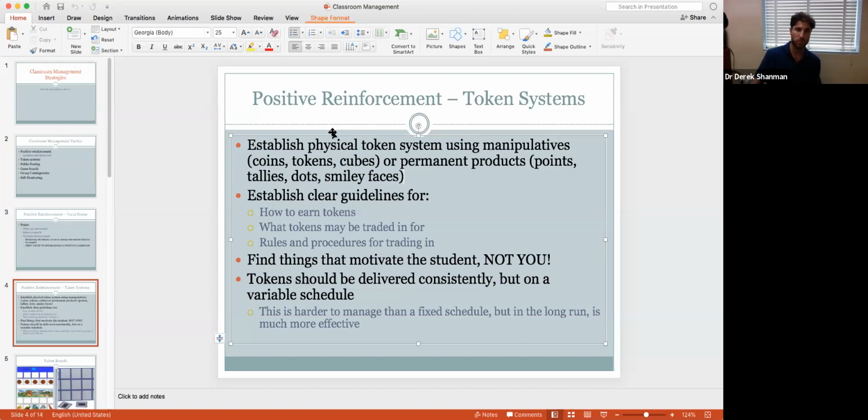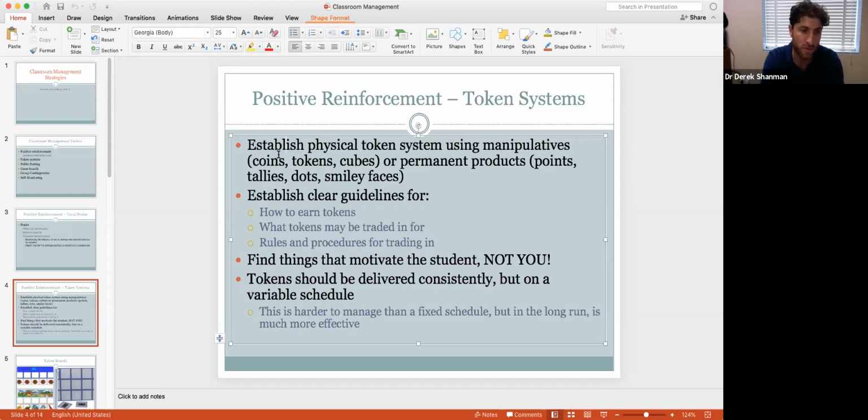All right. So with our tokens, there are a lot of different ways of using a token system in a classroom. There are physical token systems. There are what we call permanent products or point systems. There's Class Dojo, which is electronic. There's no right or wrong way to implement a token system, but rather we need to make sure that we do something that's age appropriate for our students, meaningfully easy for us, and relevant to our students.